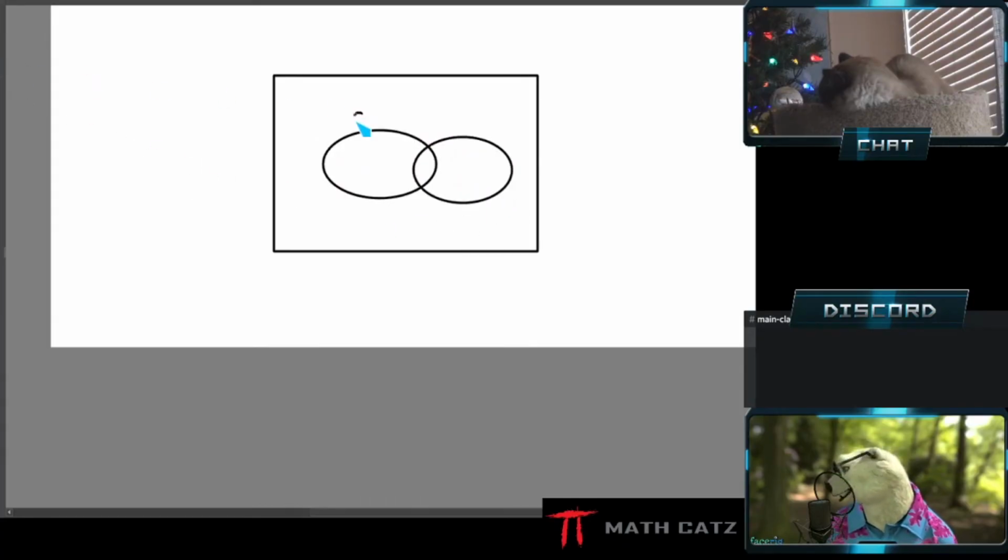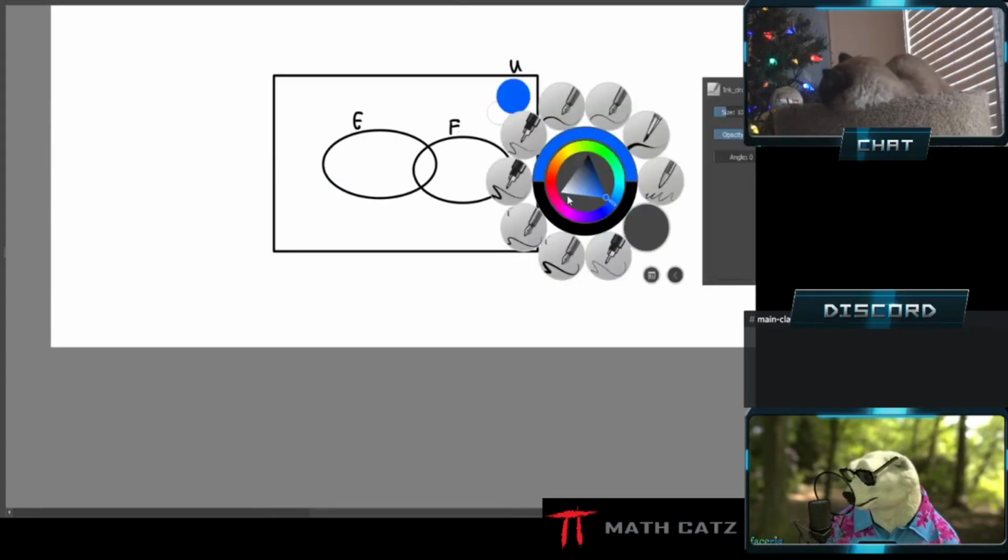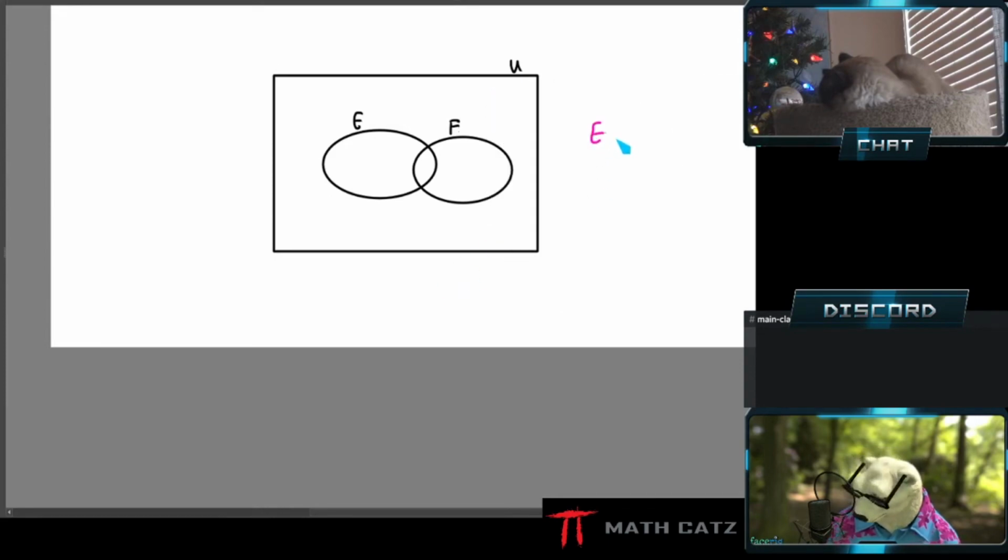So let's call them E. Let's call this one F. And I'm interested in representing or visualizing the intersection. Let's not go the same color. Let's go pink. E intersection F.